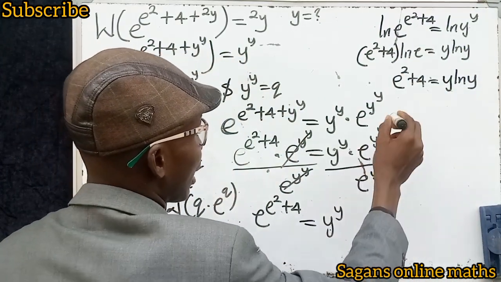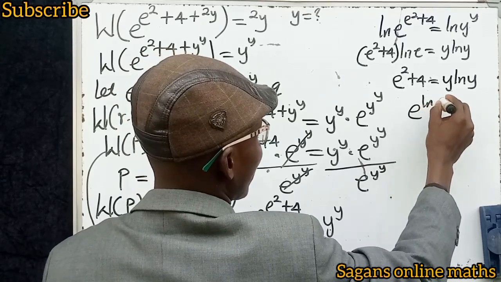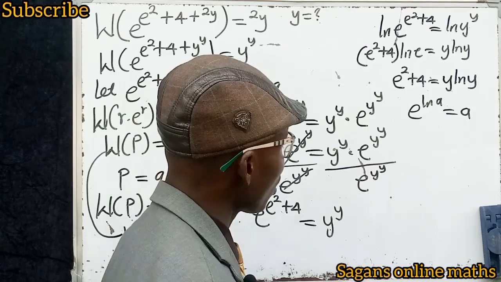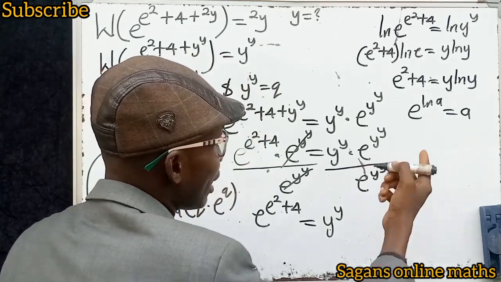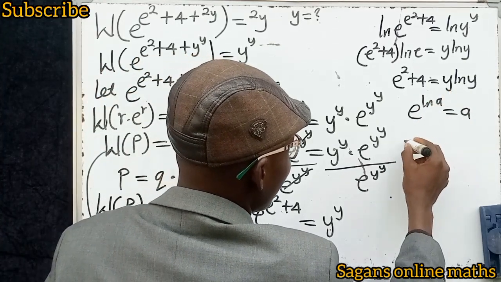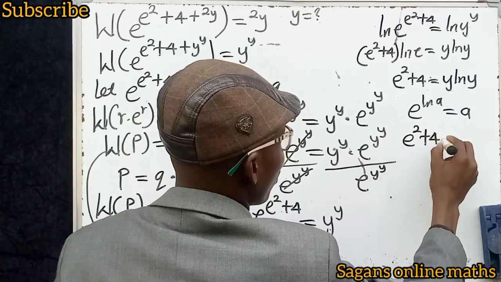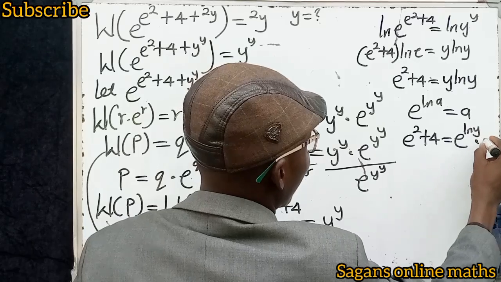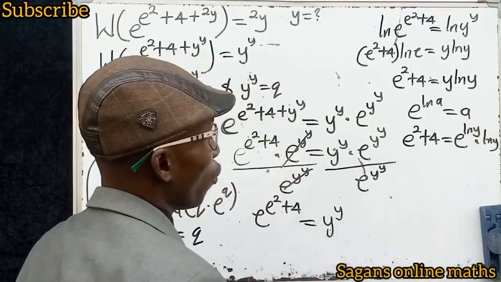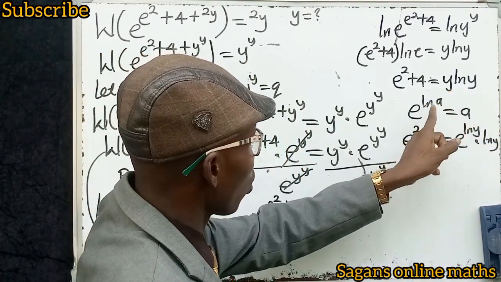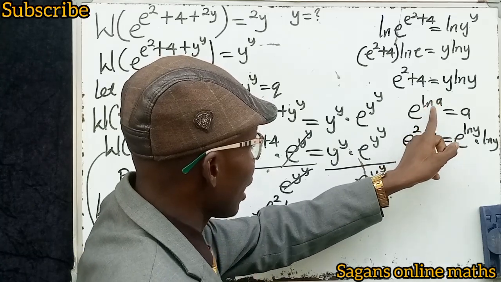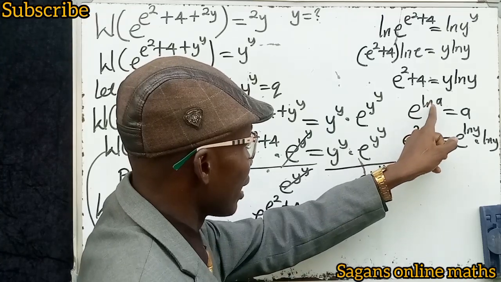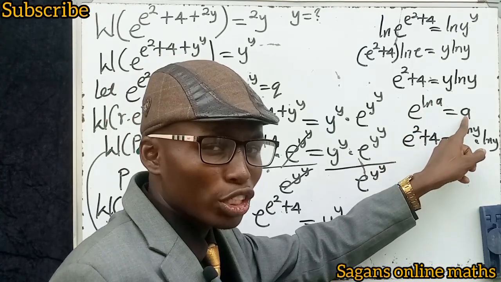I want you to know that e raised to the power of ln a equals a, and this is one of the properties of logarithm. Now what are we going to do? We are not wrong if we decide to write this y as e to the power of ln y, so that e squared plus 4 equals e raised to the power of ln y multiplied by ln y. We are not wrong, because in place of this y, we raise e to the power of ln y, which will give us y back. That means e raised to the power of ln a equals a. Can you see how simple and interesting it is?